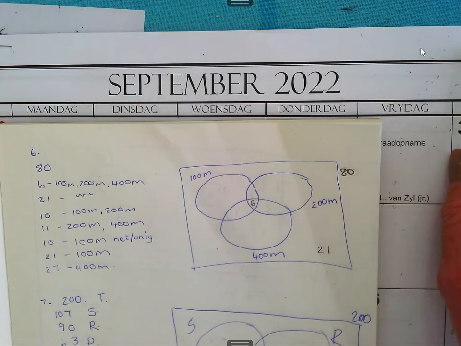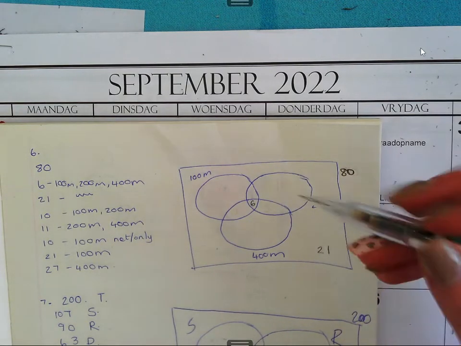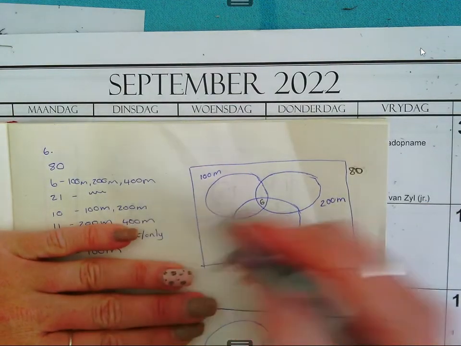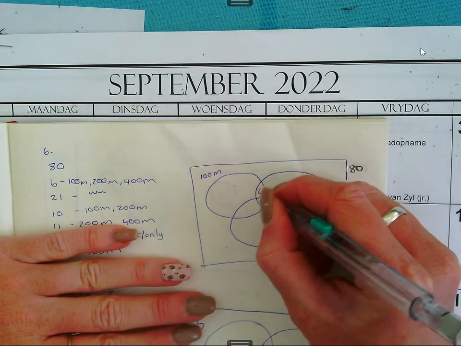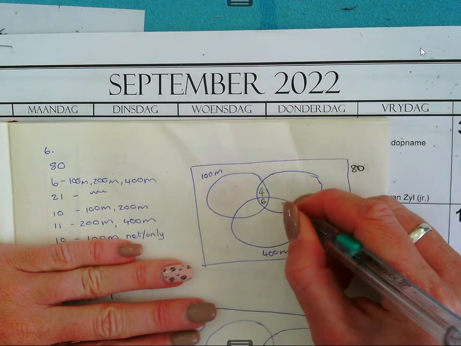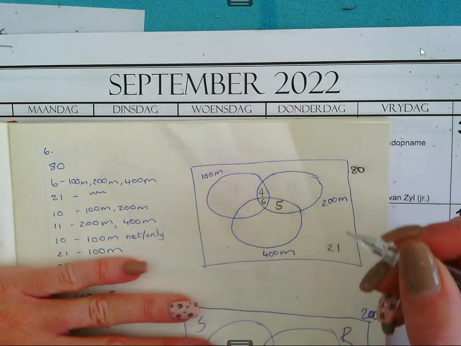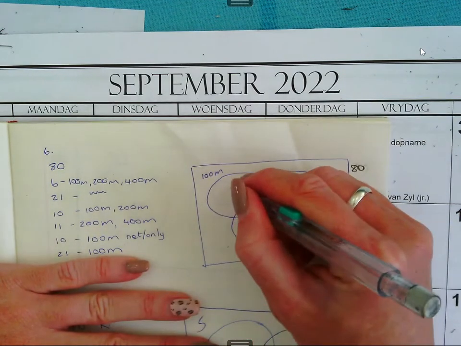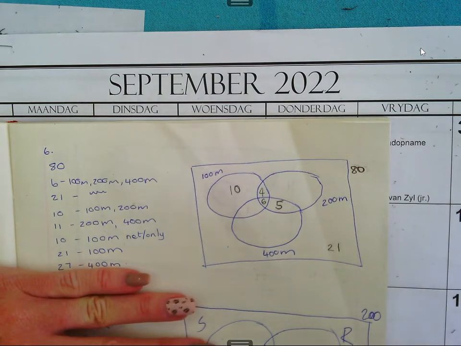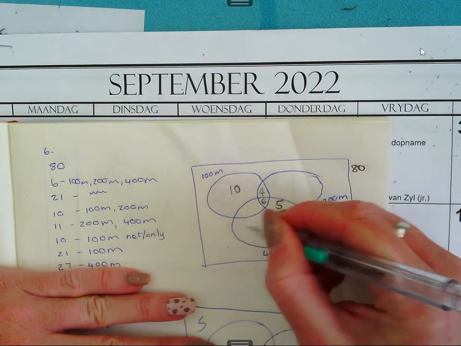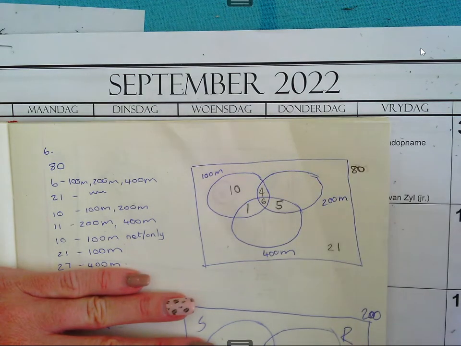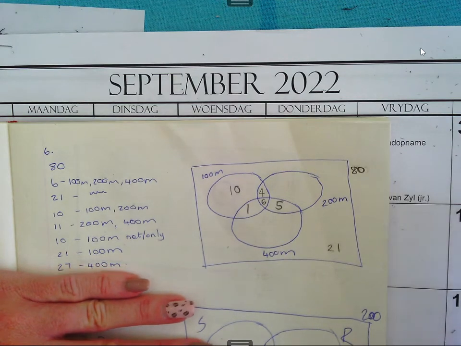Are you done with the Venn diagram? Can I show mine? Do you agree with the first three values I put in there? Okay, then I've got the 10 for 400 and 200, but I'm going to have to subtract, so it's 4. Then I've got the 11 for 200 and 400, but I have to subtract, so it's 5. Then I've got 10 for only 100 meters, so it goes in there. Do you agree with that? Okay, then I've got 21 in total for 100 meter. So it's 21 minus 10 minus 4 minus 6. So there has to be a 1 to give me the 21 for 100 meters.